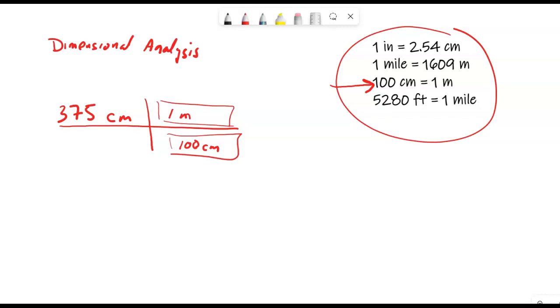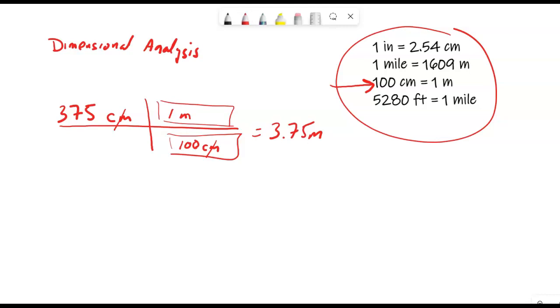I multiply across the top, 375 times 1, and then I divide through by the bottom, so 100 centimeters. So this is just a fraction. The units of centimeters will cancel, and we will have 3.75 meters. And that's my answer. I just converted from centimeters to meters.